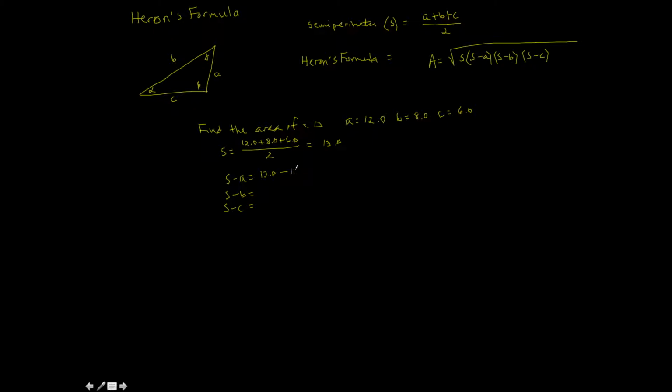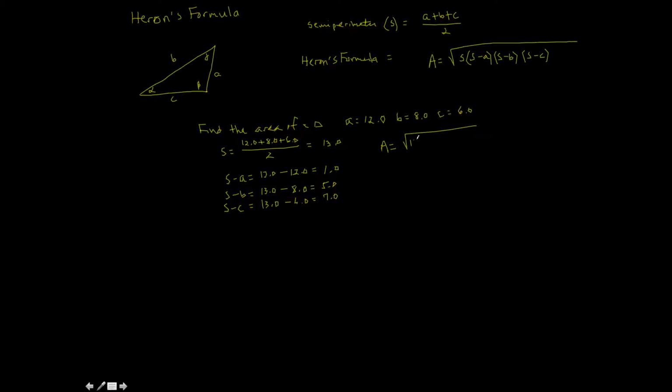13.0 minus 12.0, which is 1.0, 13.0 minus 8.0, which is 5.0, and 13.0 minus 6.0, which equals 7.0. So I like to do that first, then do the area. So now I can find the area quite simply.